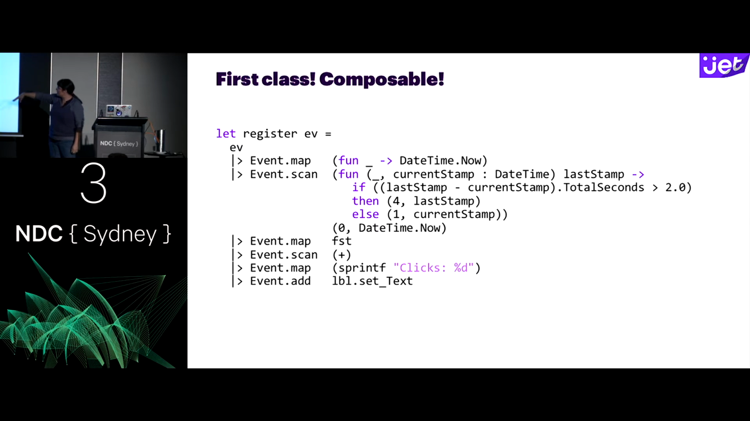And we are transforming this. We're taking the event, piping it into an Event.map, grabbing the DateTime. The scan is where we handle either the 4 or the 1. Then we're taking the first item and adding that on and printing out how many clicks have been set, and then doing an Event.add to actually set the text to show how many clicks have been handled. But we're able to compose all of these things, pass the event around as if it's just an ordinary parameter.